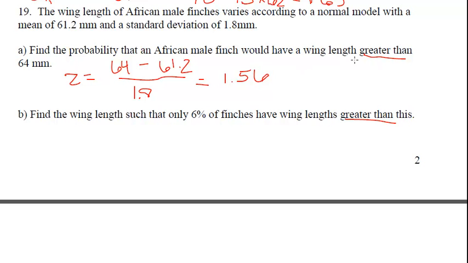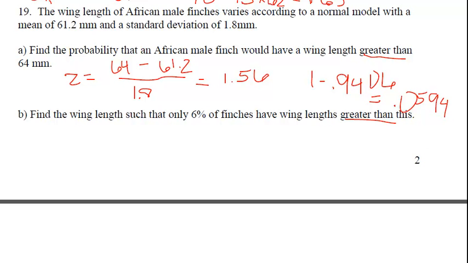If I wanted the length less than 64, that would be my answer. But because I want greater than, I subtract from 1. So my answer is going to be 1 minus 0.9406, and that's going to be 0.0594.